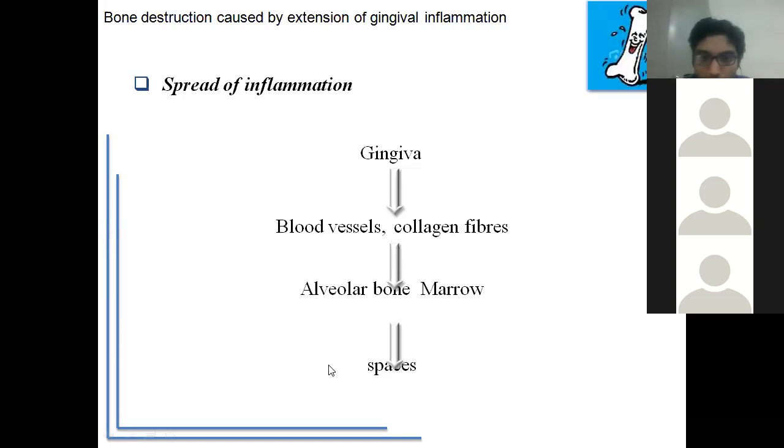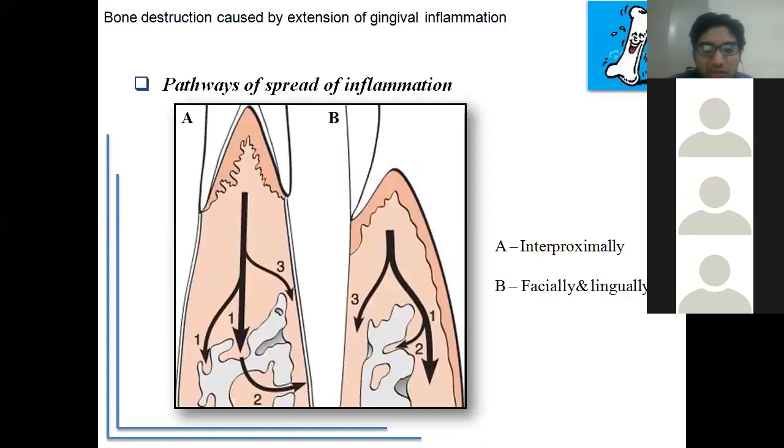What is the normal pathway of inflammation? And there is one altered pathway of inflammation, right? So what is the normal pathway and what is the altered pathway? The inflammation spreads from gingiva into the bone and then into the periodontal ligament. This is the normal pathway of inflammation.